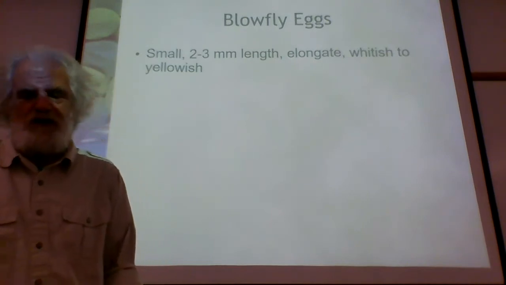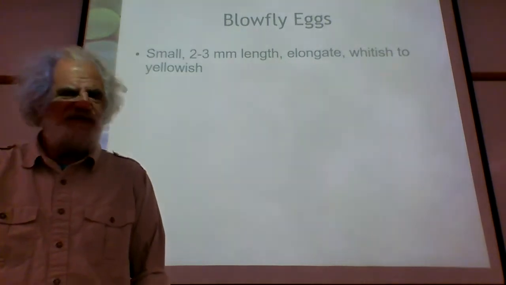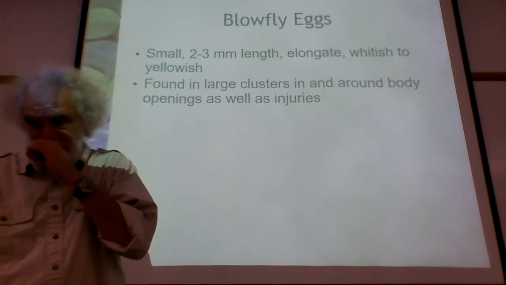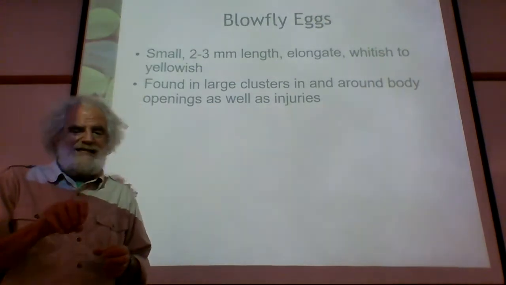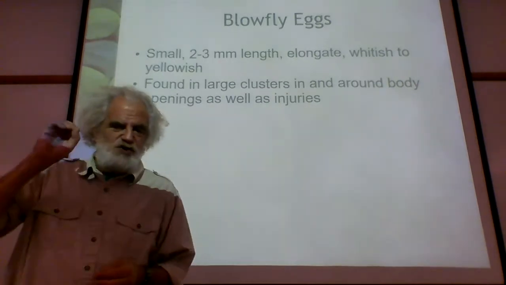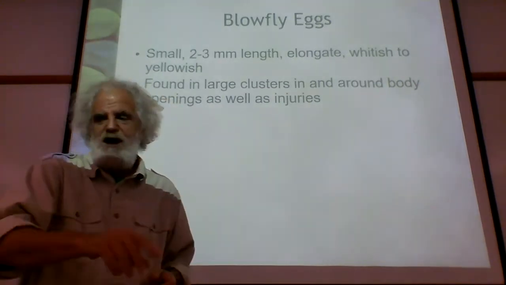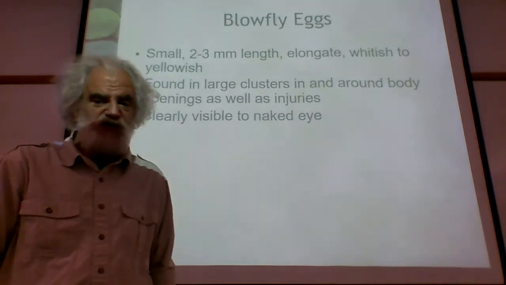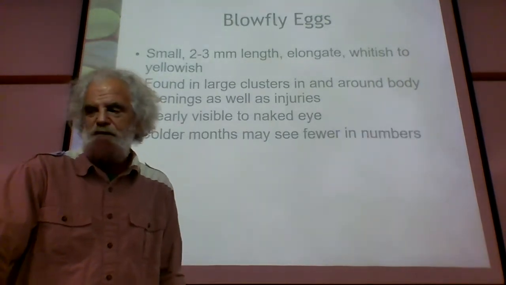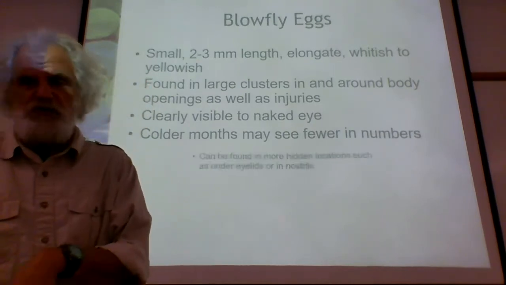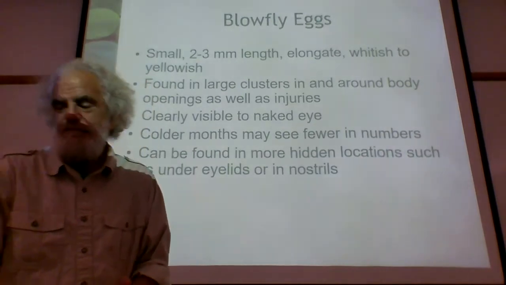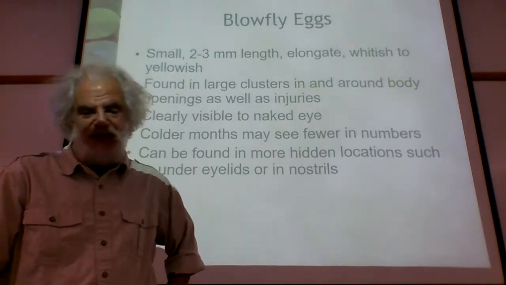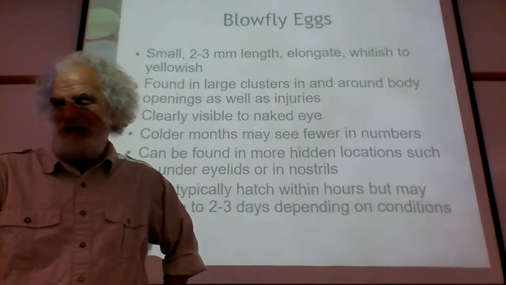Blowfly eggs are about half the size of a grain of rice. And generally, when mom lays eggs, she doesn't lay them one at a time. She'll just actually sit down and just start shooting them out. And so you end up with these clusters of eggs. And you can see them. If you know what you're looking for, you absolutely see them. So if things are colder, you're not going to have as much. You can even have them in some of these more hidden locations. These flies actually can get into all kinds of weird places.